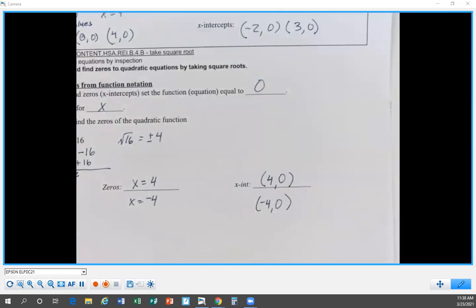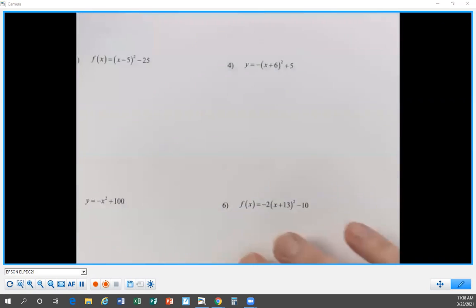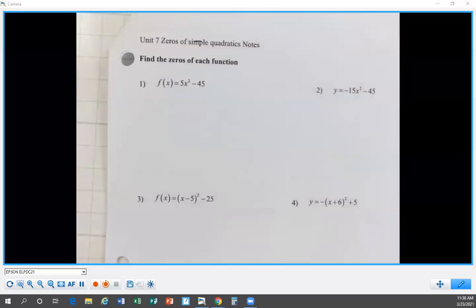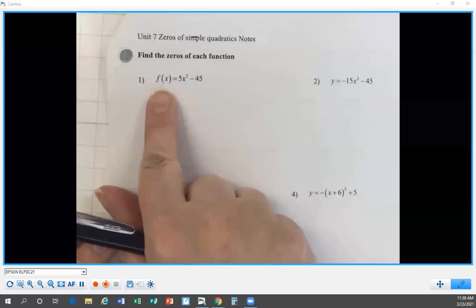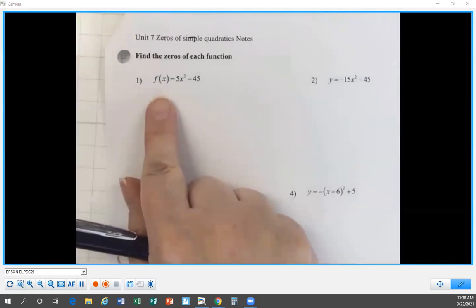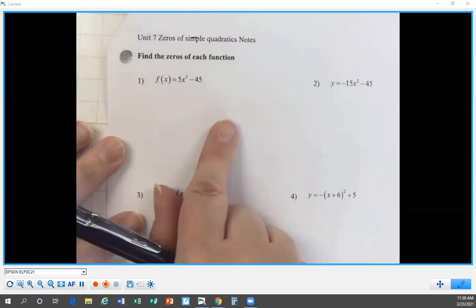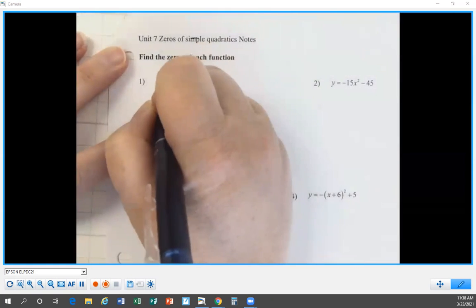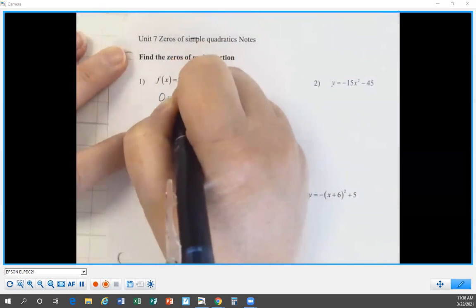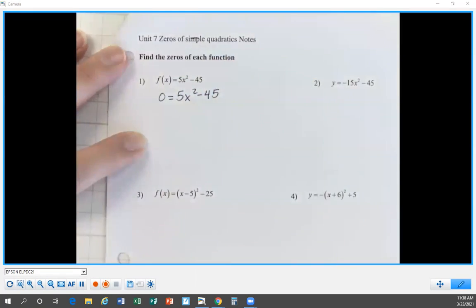Okay, let's go on to page 2. So let's do some practice problems together just to get a variety of different possible responses. Number 1, we have f of x is equal to 5x squared minus 45. So our first step will be to set the function equal to 0. So 0 equals 5x squared minus 45.